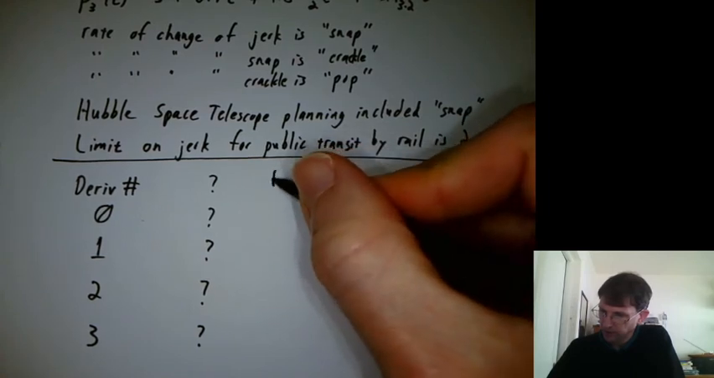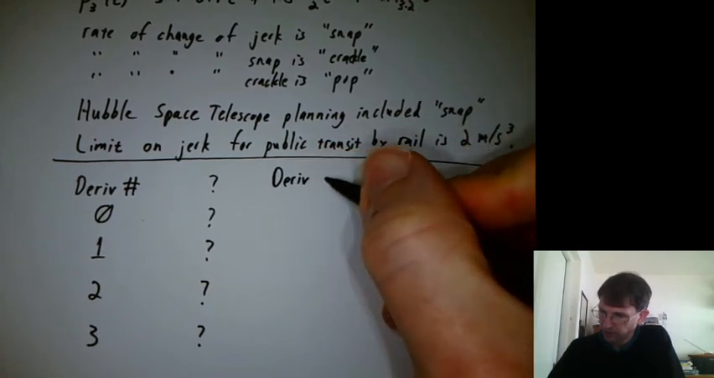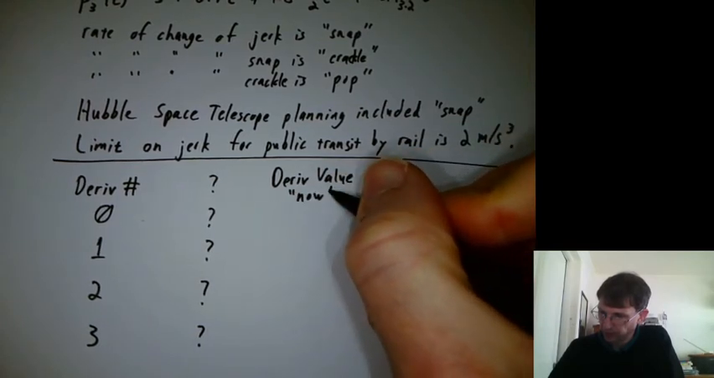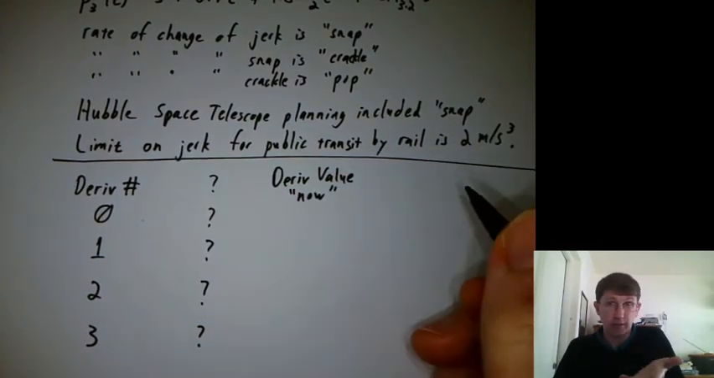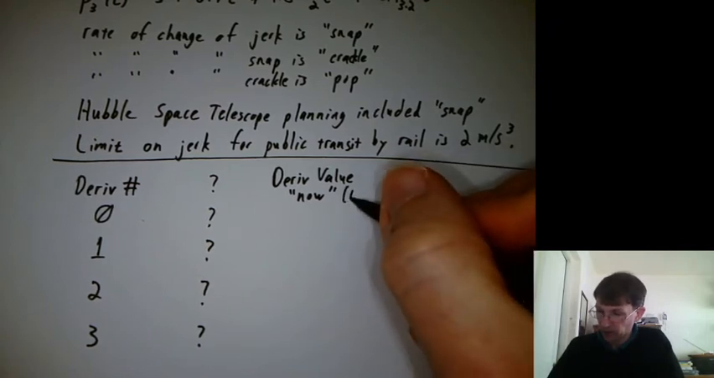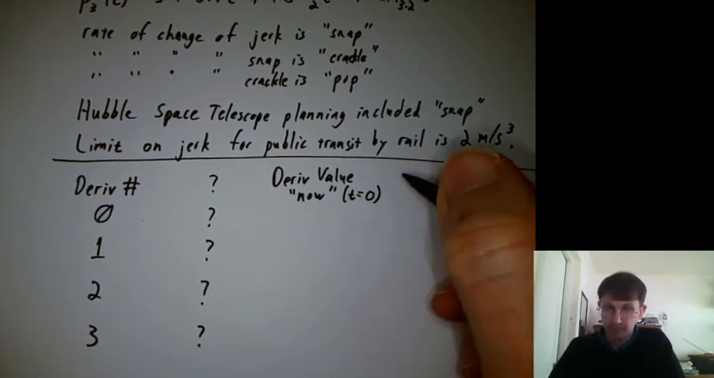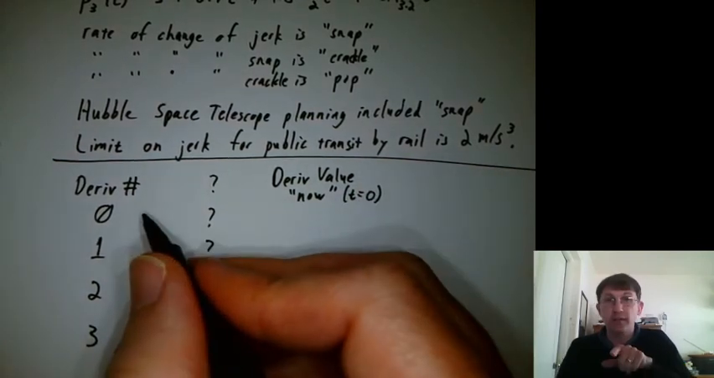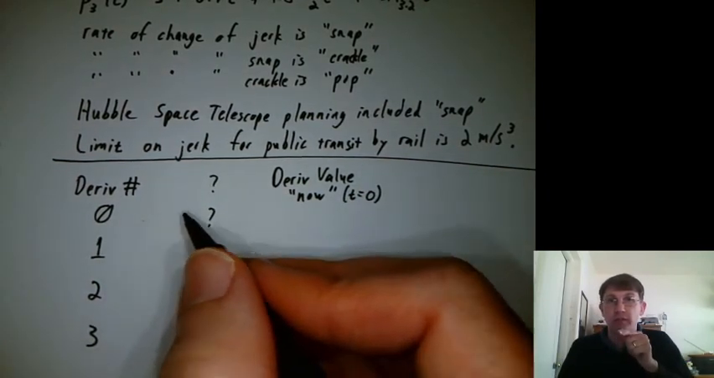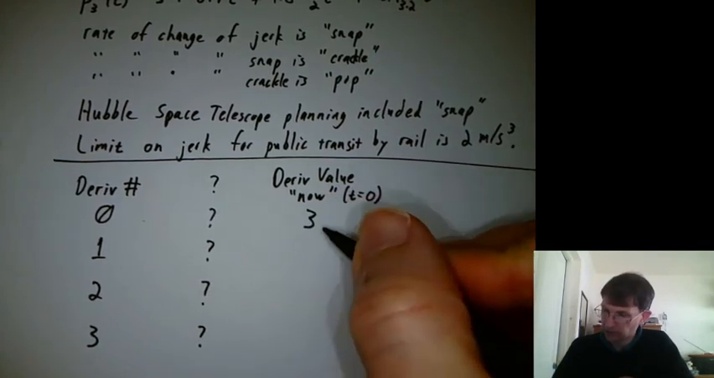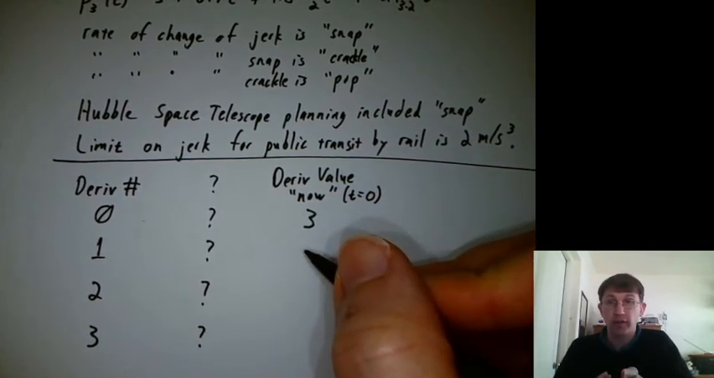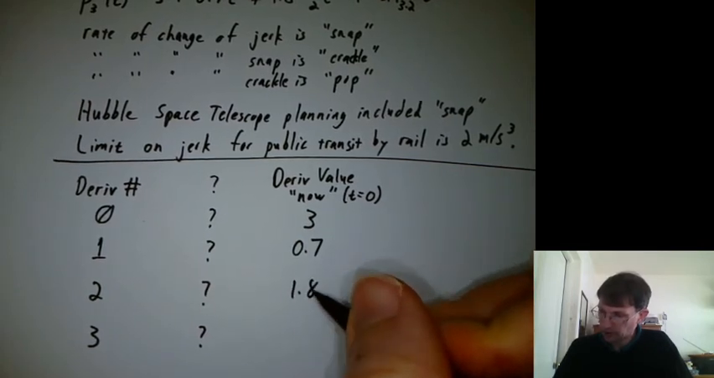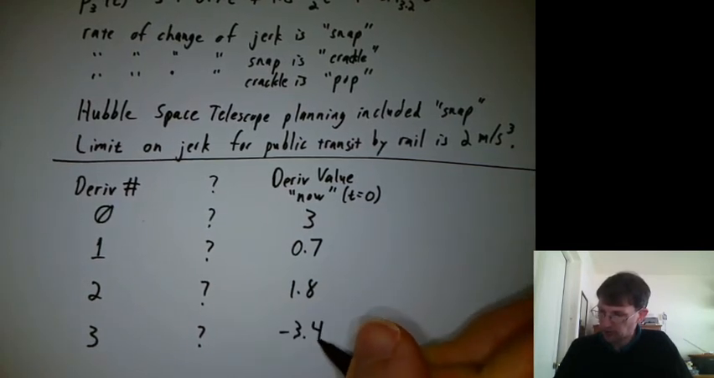And then let's say, what's the derivative value now, whatever now is. We were using t equals 0, but it wouldn't always be t equals 0. And what was our derivative value? What was the 0th derivative value for position at time 0? That was 3. What was the first derivative value? That was velocity, so that was 0.7. Acceleration was 1.8. Jerk was negative 3.4.